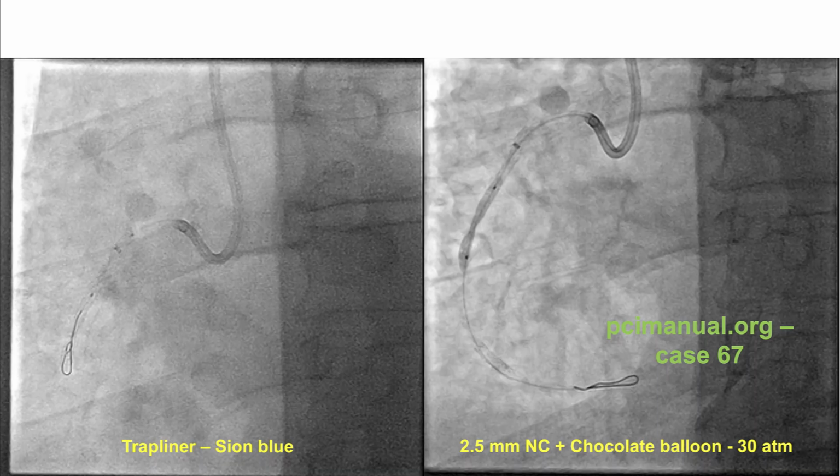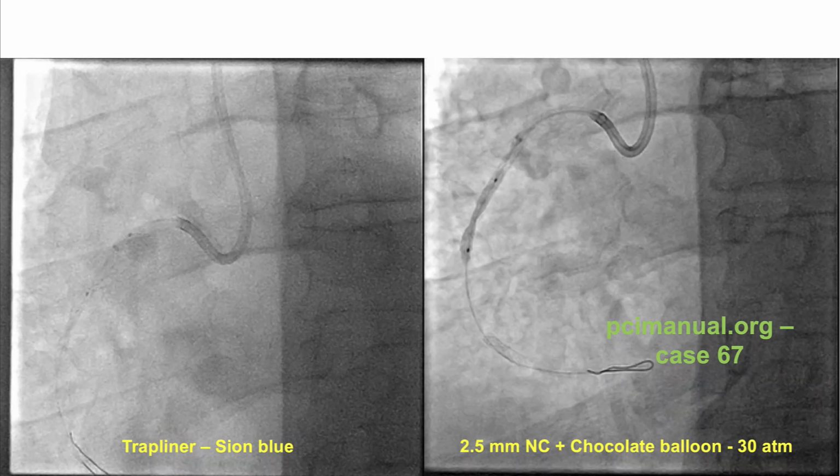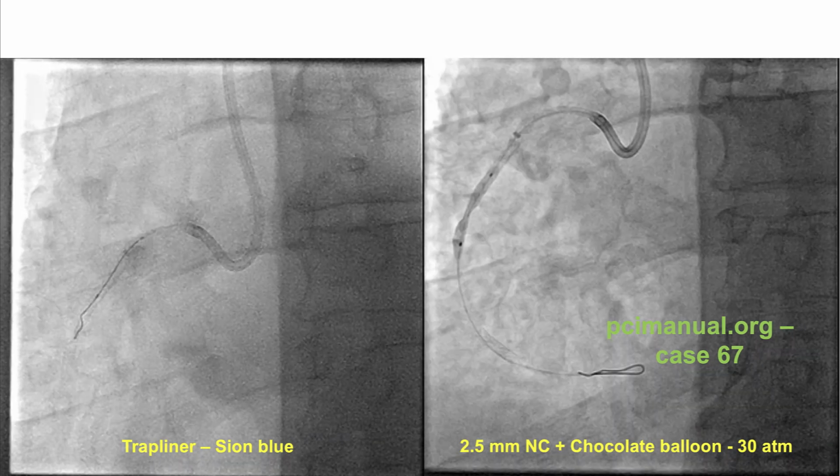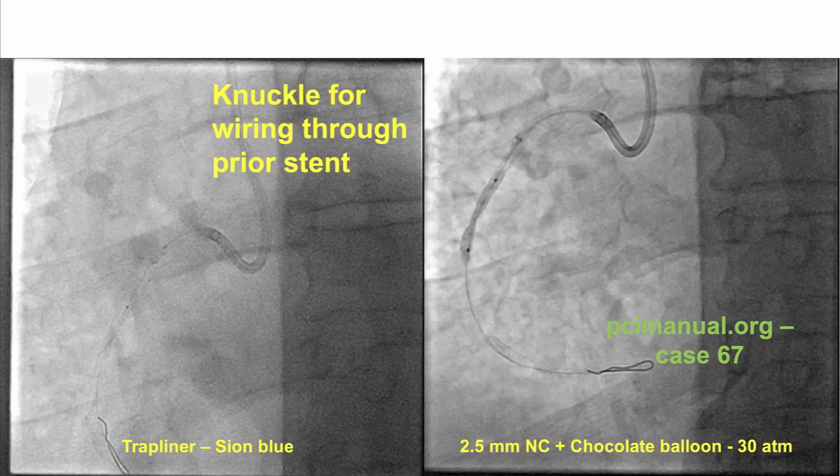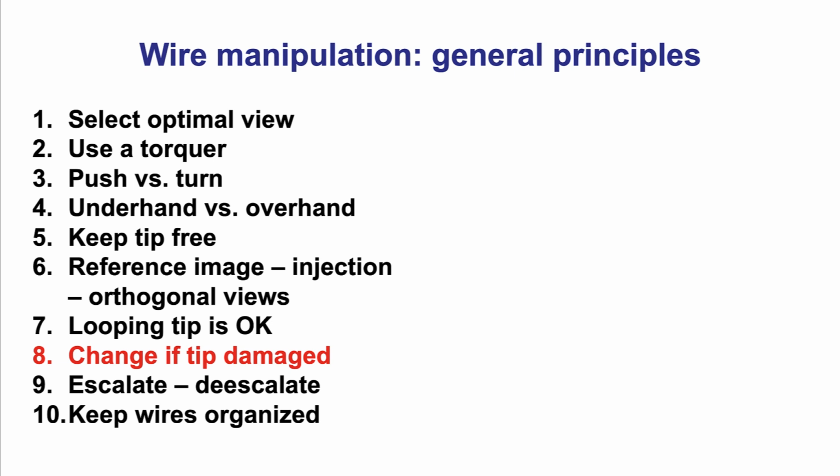So looped wires can be used in many cases, and in some cases they are the preferred ones, such as in cases with branches or wiring through previously placed stents. The next concept is to change the wire if the tip becomes damaged. The wire is much less torqueable, and then it just creates more risk and more difficulty advancing the wire.